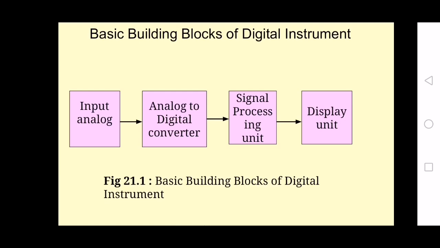Digital instruments are portable also, due to their small size, and we can develop IC chips so that the cost, size and power requirement of digital instruments are drastically reduced. These are the various advantages of digital instruments over analog instruments.